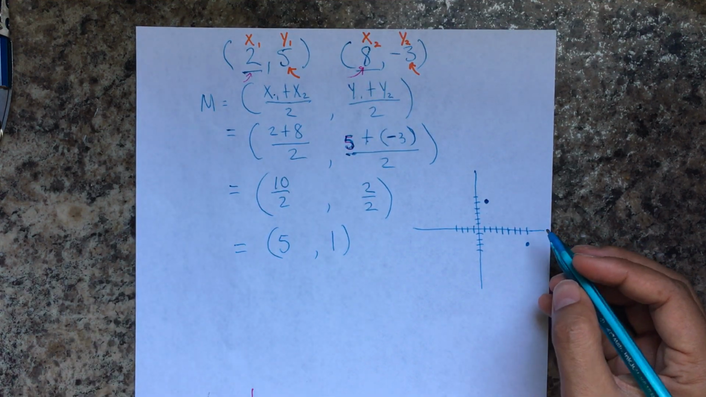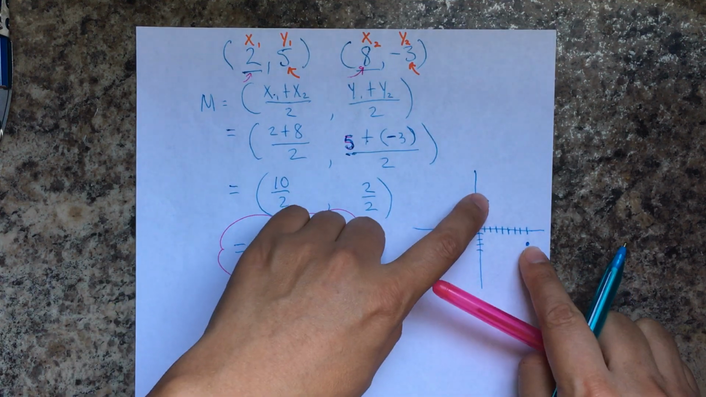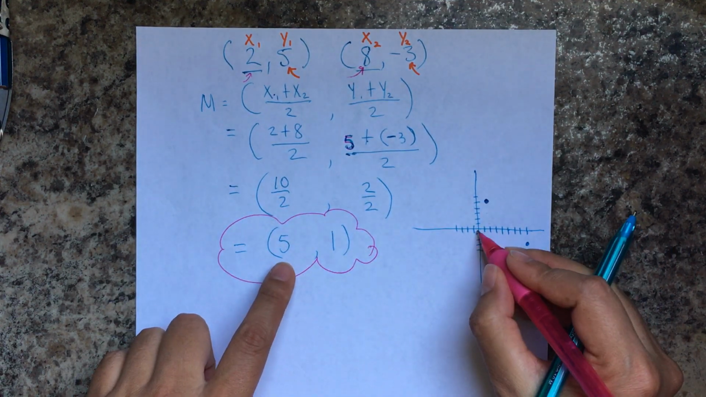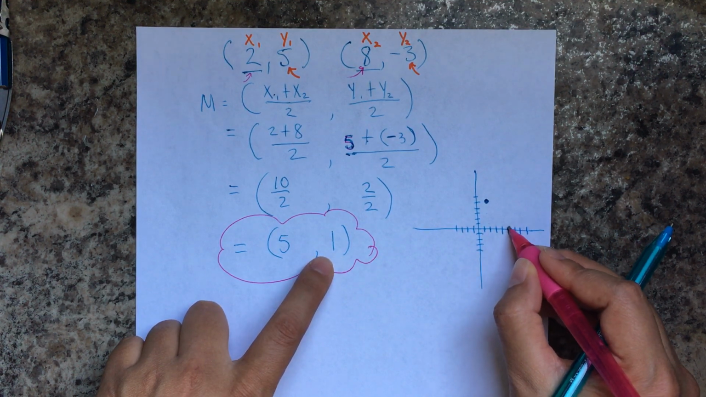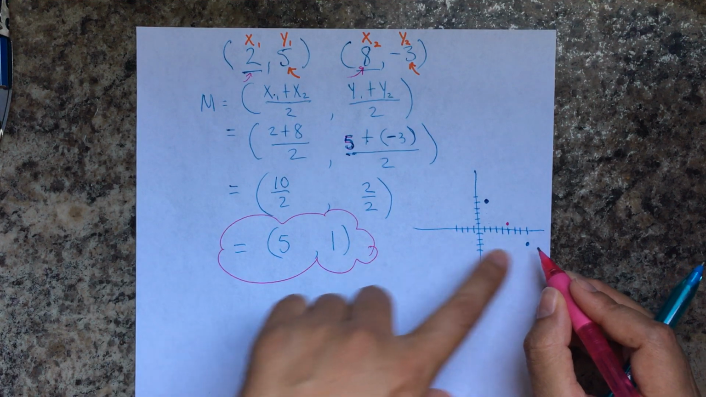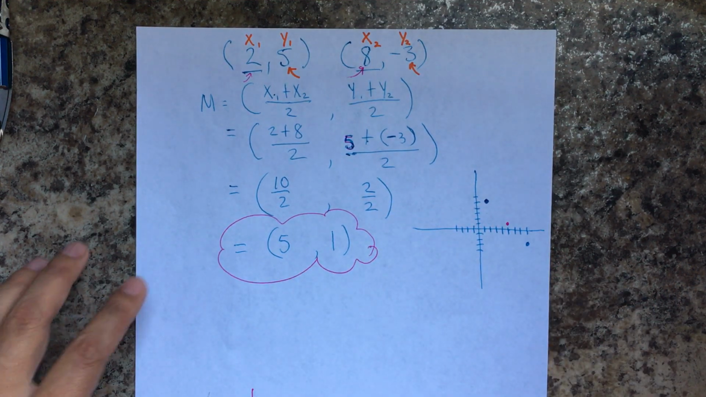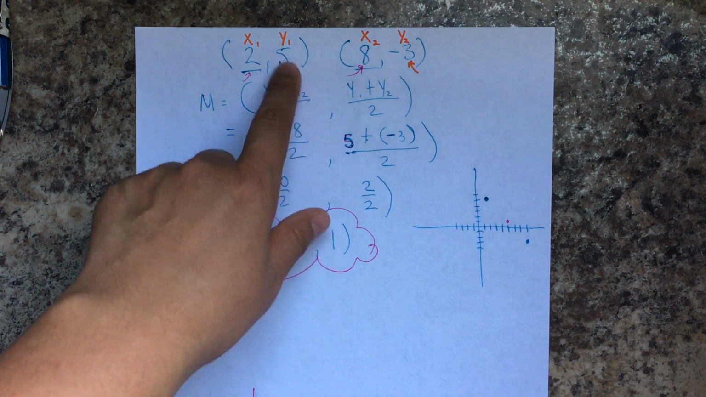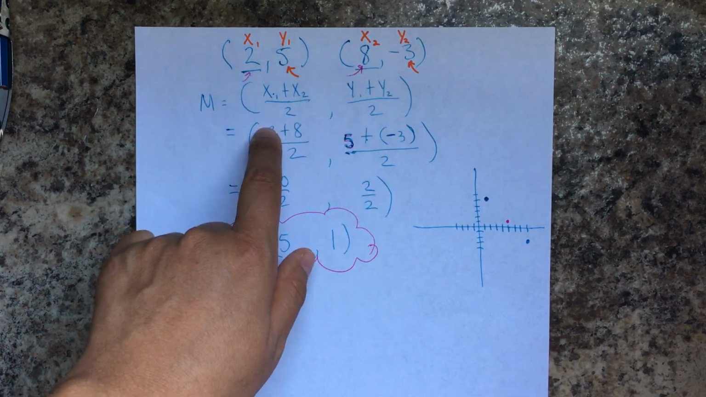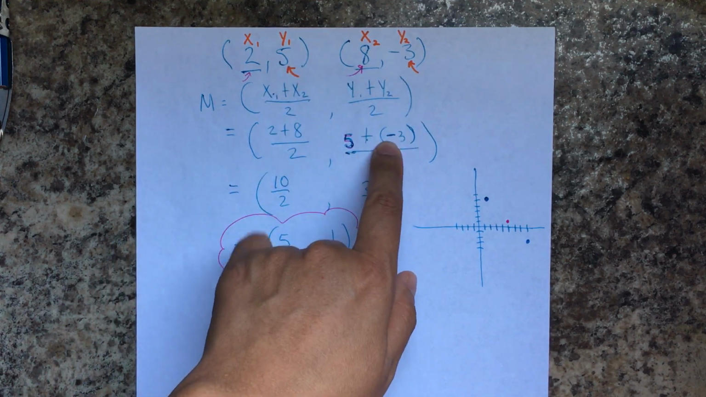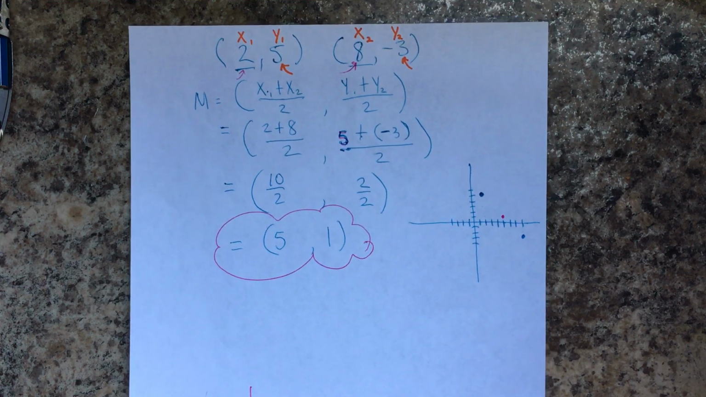And now I'm going to graph this. This should be in between these 2 points. Okay, so it's going to be 5, 1. So 1, 2, 3, 4, 5, 1. And as you can see, it's exactly halfway. Okay, so that's how you find the midpoint. Just use the formula, substitute your x's, substitute your y's, and divide by 2, and then that's going to be your midpoint.